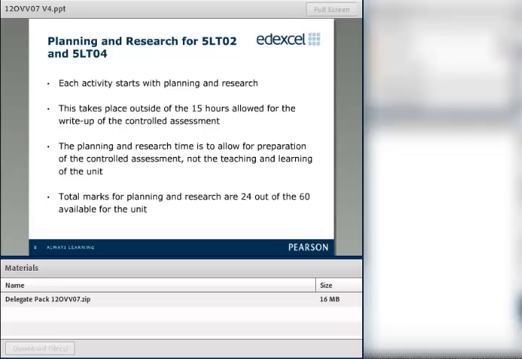And actually, I have to say that those candidates who tend to produce the best plans do tend to produce the best work. So it is working in that way.